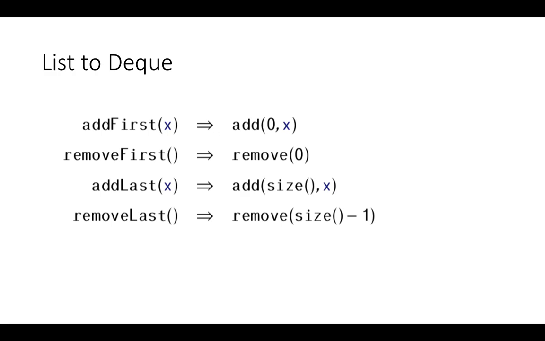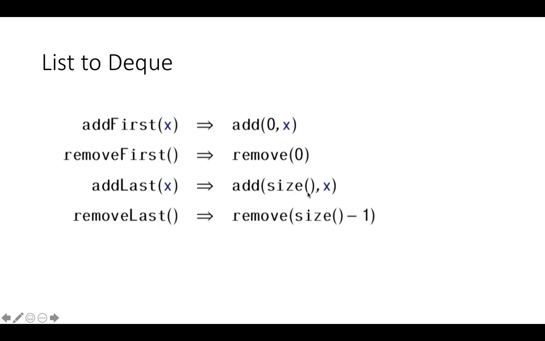I can easily make a dequeue out of a list. How? You remember in the dequeue we have the important operations: add first, remove first, add last, and remove last. But in the list, add first is just add to the position 0 the value x. And remove first is just remove the element at index 0. Add last will add a new element in the index after the last index, which is size, or n. So in this case I will add in the position of size.